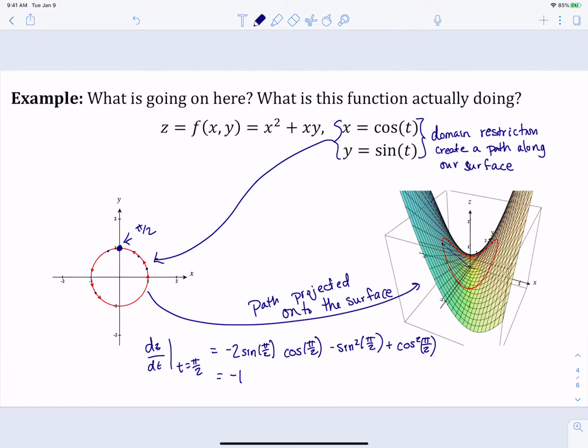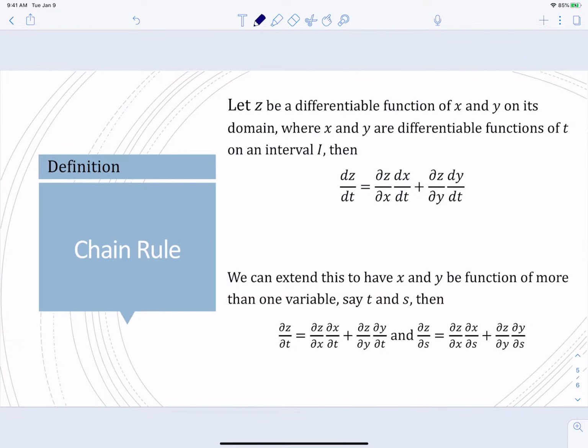Again, making sure I'm looking at my notes, making sure we've got everything that we need. So quick definition. This is exactly what we just did. We've got z is a differentiable function of x and y, so z is equal to some sort of f of x, y. And then x and y are some differentiable functions of t. So x might be some sort of u of t, and y might be some sort of v of t. They're some sort of function of t. And we want to find how z is changing as time changes.